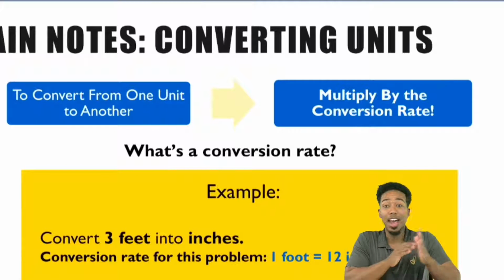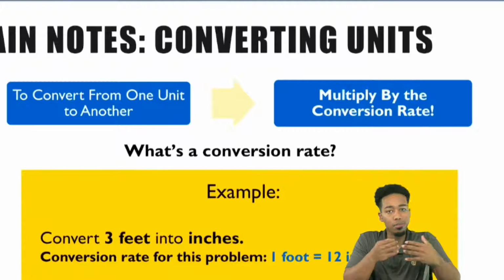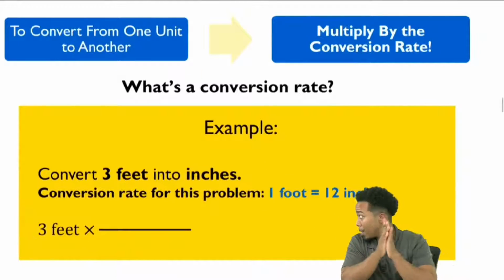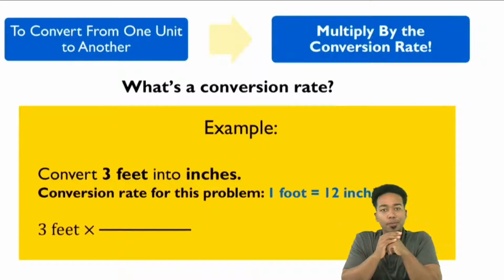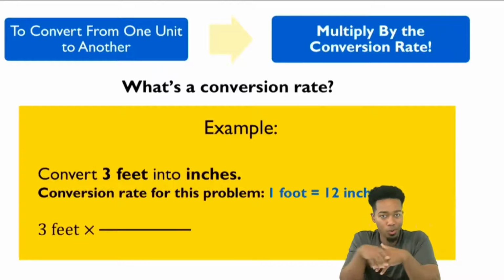Again, if you already have a nice method for yourself and you've learned this, great. And if you're confused, then let's stick to this. Here we go. First of all, you might be wondering, what the heck is a conversion rate, coach? You keep saying that thing. What's going on? What is it? Long story short, you're basically taking advantage of how fractions work.